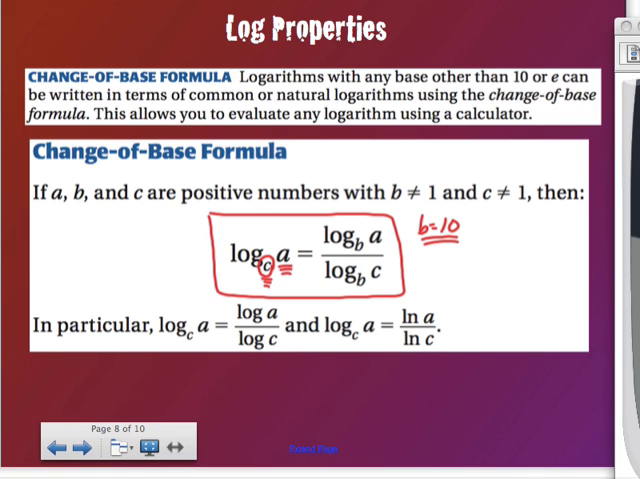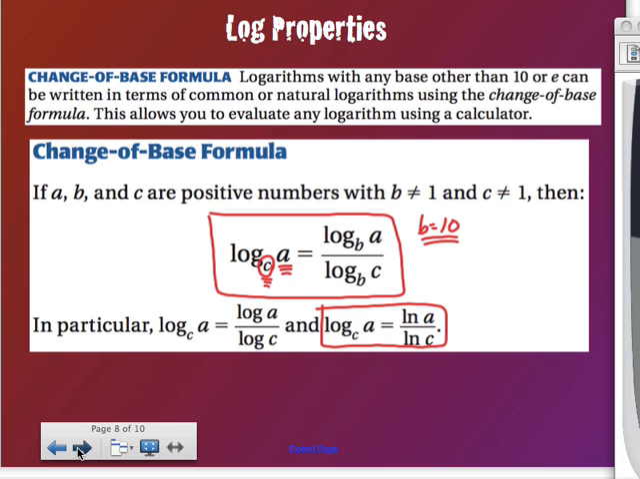If that's the case, it's going to make my life so much easier because now I can find any log that I want using my calculator. So, before I move on, notice it doesn't have to be 10. You can also see here, if I have a log base C of A, I could also do natural log. It doesn't make any difference what log you choose to convert it into, as long as you take the big number A and divide it by the old base C.